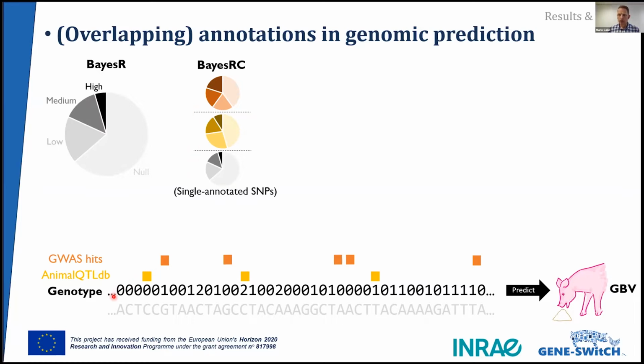So here, on top of the genotypes, 2 levels of annotations have been added. The first one were QTLs that have been recorded in the animal QTL database, and the other one are GWAS hits. The idea is that if there's a GWAS hit at a certain locus, then that locus is put in the first category. If there's a QTL hit in the animal QTL database, then that locus is put in the second category, and all remaining loci are together put in a third category.